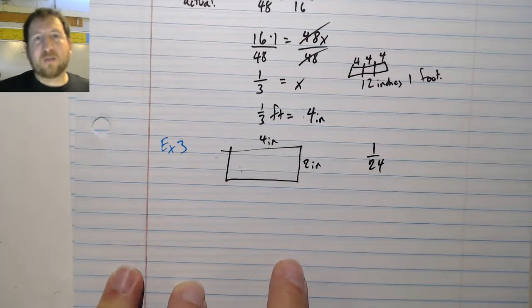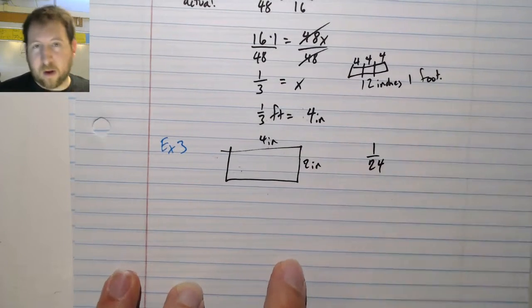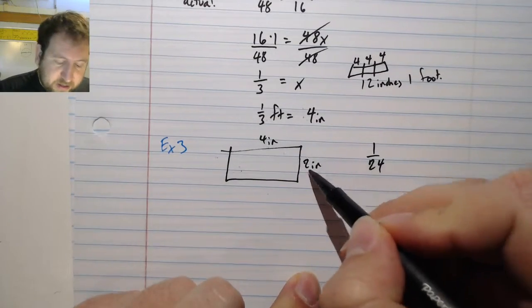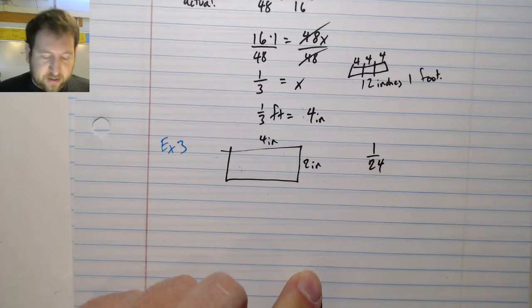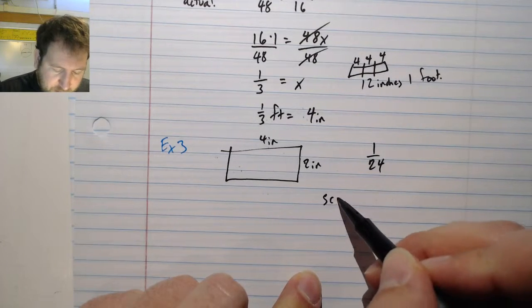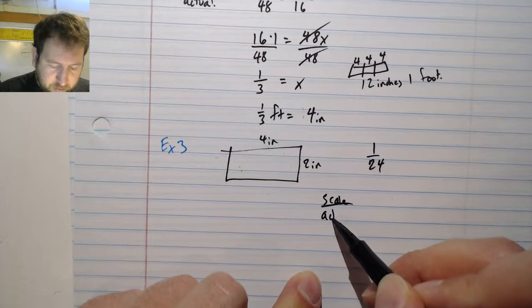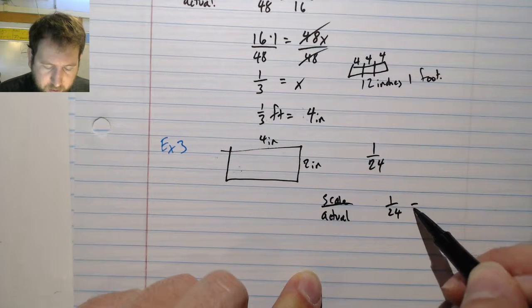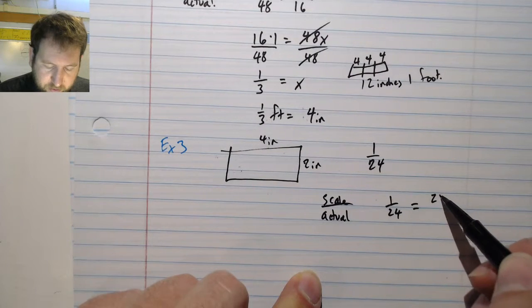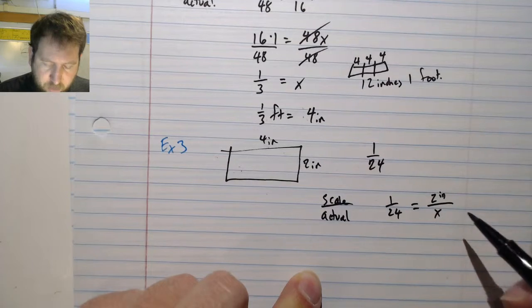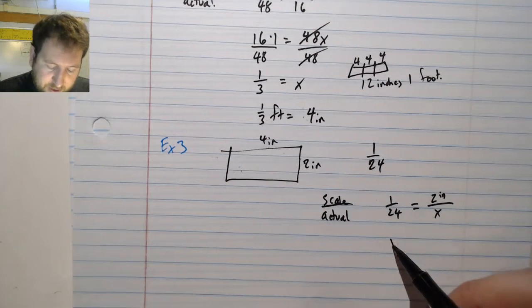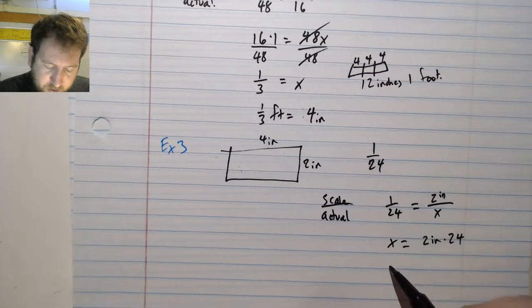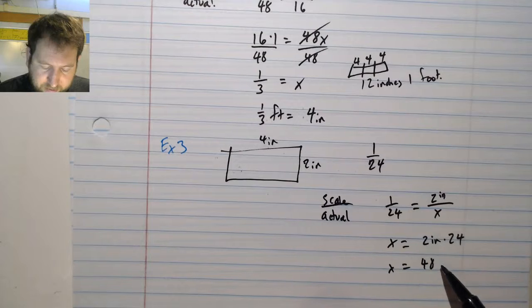So I'm going to use my little trick, and I notice that 2 and 4 are related because 2 is just times 2. I can get it to 4. So I'm just going to solve for this one, and I'm going to double it because that sounds way easier to me. So I'm going to go scale is to actual, which gives me 1 to 24 equals, my scale is 2 inches. And I don't know what my ending is. So that gives me x equals 2 inches times 24, which gives me 48 inches.